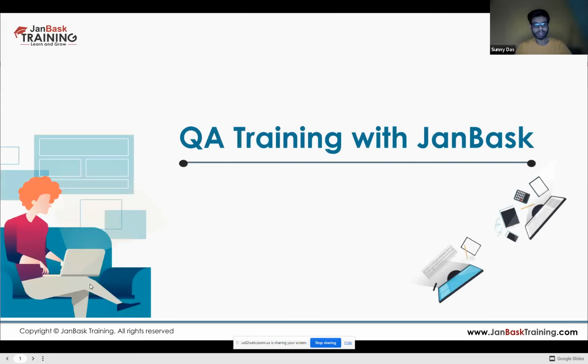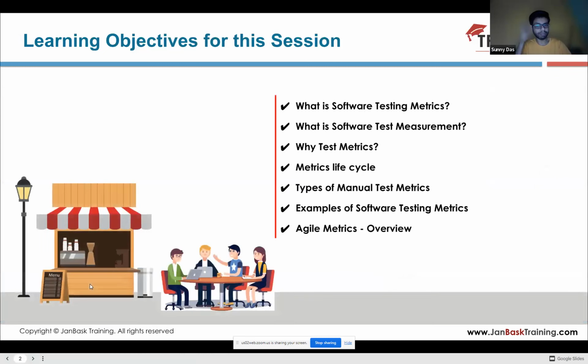Okay. Today's topic is basically the test metrics. These are the topics that we are going to cover today. The first one is what are software testing metrics, what is software test measurement, why test metrics, metrics lifecycle, types of manual test metrics, examples of software testing metrics, and agile metrics.